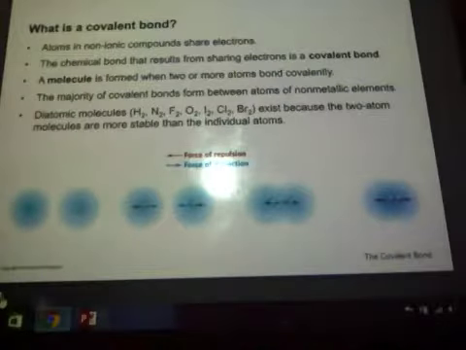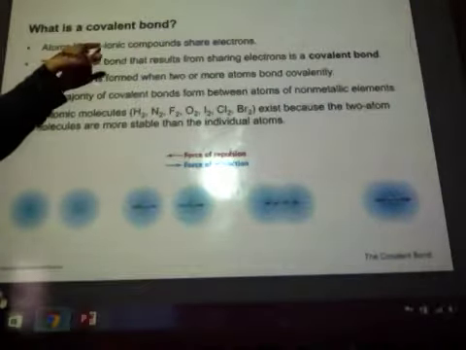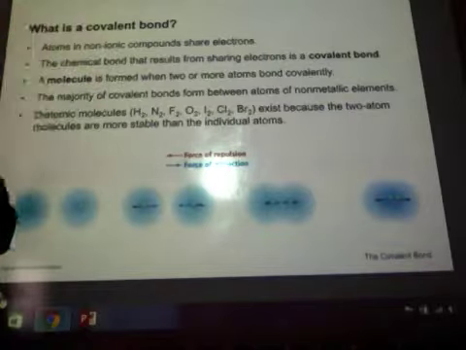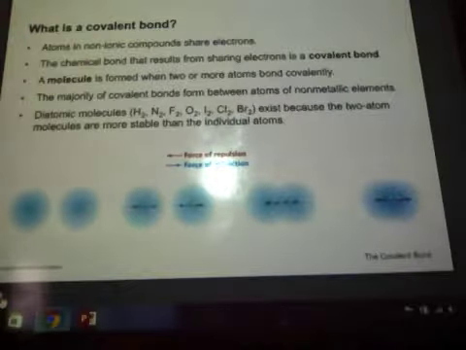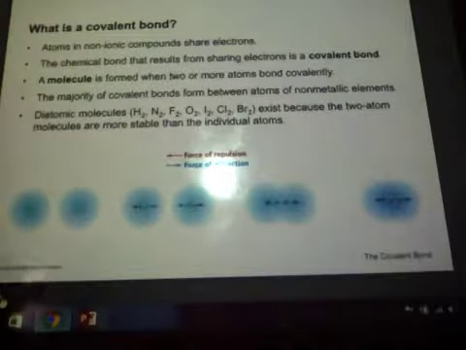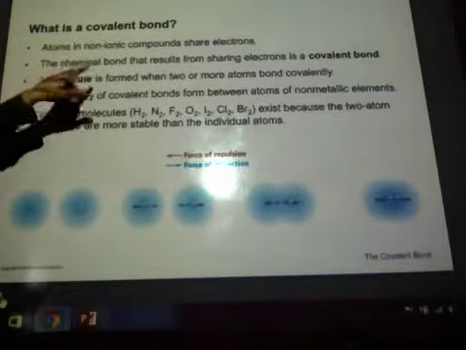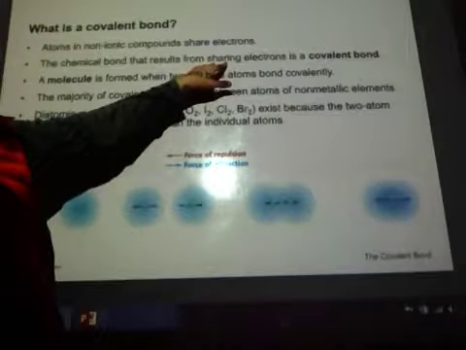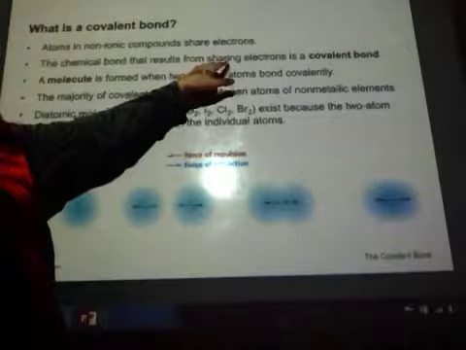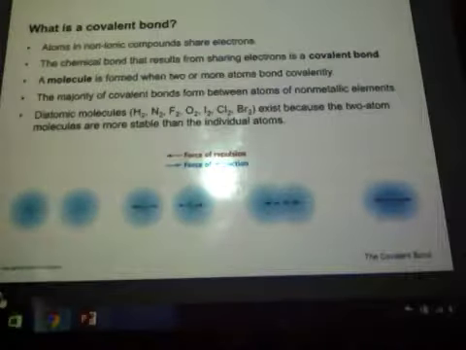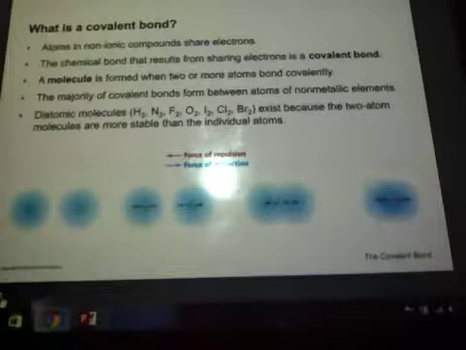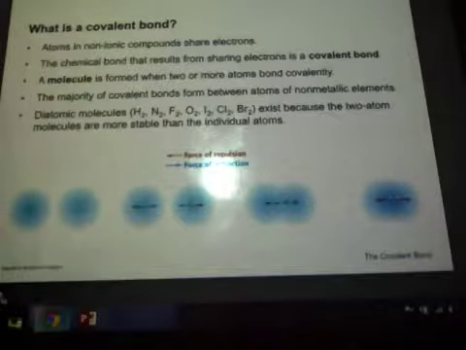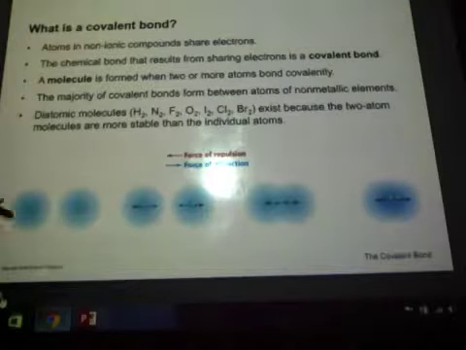So a covalent bond is not ionic. So we're looking at something totally different this chapter. The compounds will be different. The properties will be different. The chemical bond that results from sharing, so that's a huge word this chapter, is sharing. They're going to share electrons, is a covalent bond. Ionic is formed by transferring and opposite charges. Covalent is formed by sharing.